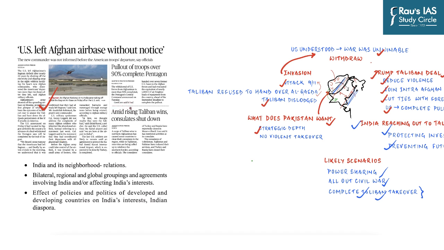And for all those people who have entered into the preparation recently, it could be quite a difficult task to comprehend what has happened in Afghanistan in past 20 or 25 years. It is important to understand that in order to be able to appreciate India's neighborhood relation, and effect of policies and politics of developed and developing countries on India's interests. Because the mess which has been created by US in last 20 years is going to impact India in a big way.